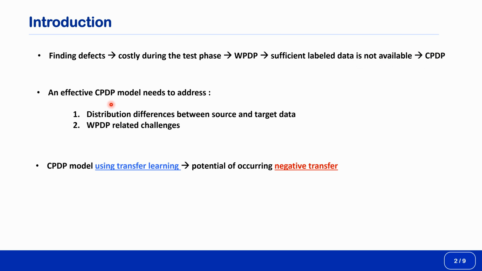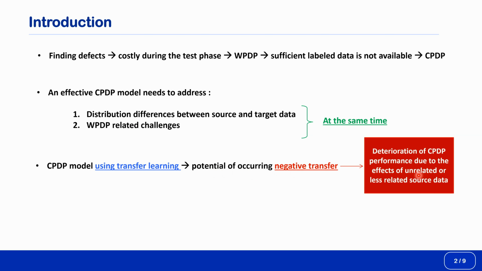The most important point here is that CPDP should address distribution differences and WPDP-related challenges like class imbalance problem at the same time. When CPDP models use transfer learning methods, a potential problem is occurring negative transfer. It means the deterioration of CPDP performance due to the effects of unrelated or less related source instances.